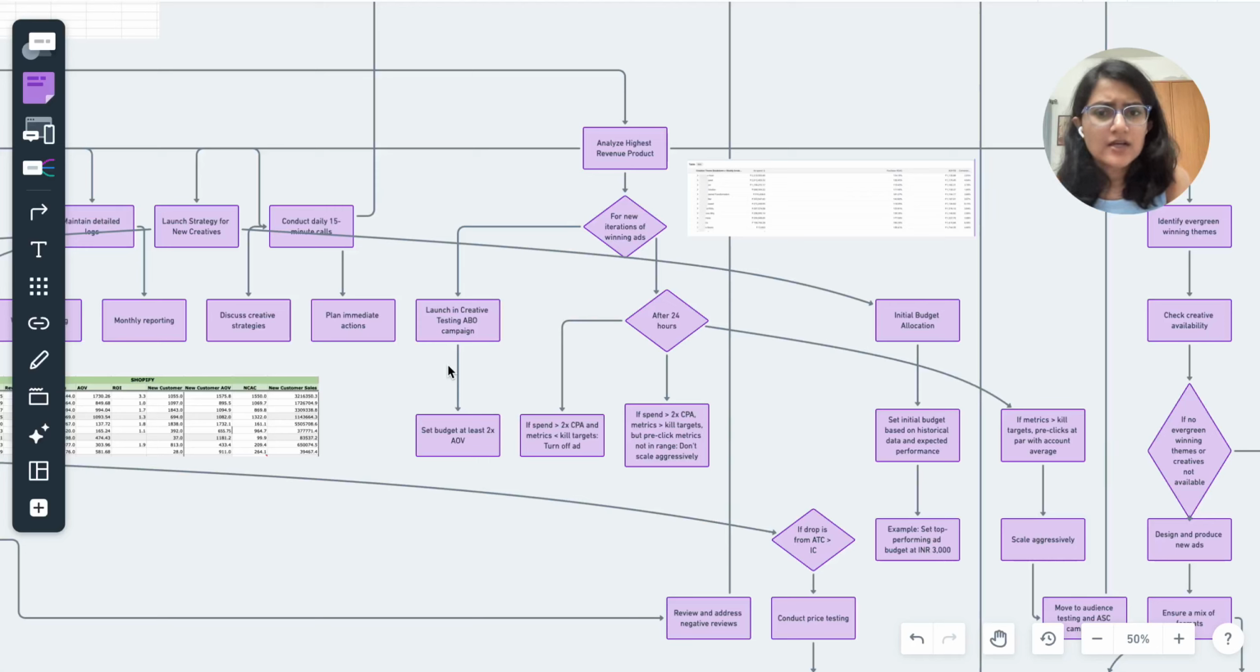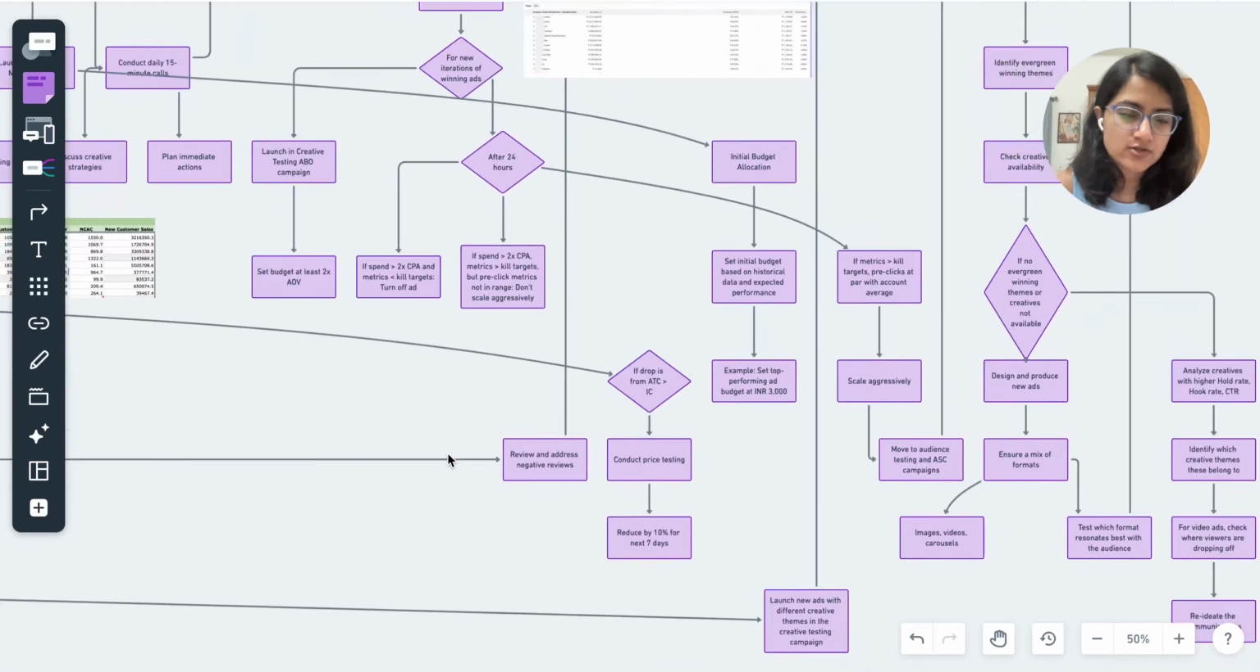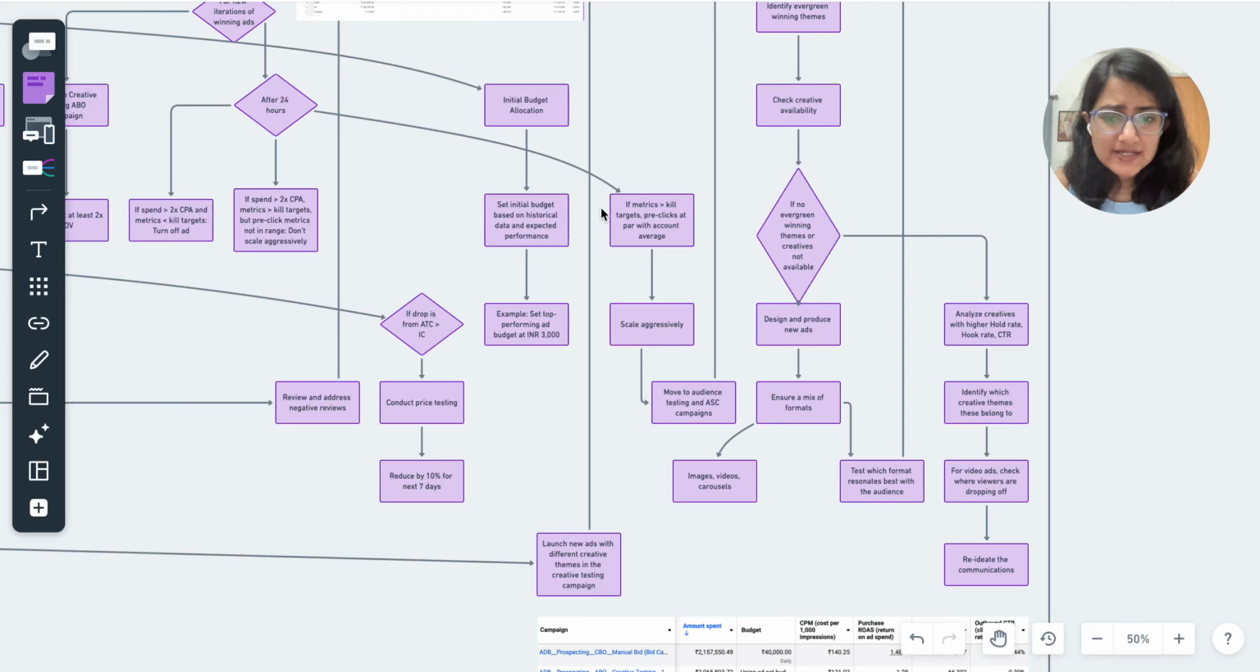In the ABO creative testing campaign, I launch the creatives with one ad set and one ad, and I set the budget as I mentioned. If I have the budget leverage, I'll update it to 2x of AOV or 2x of CPA based on that. Again, the same process is repeated after 24 hours. As I have already spent 2x of my AOV or 2x of CPA, I know whether I need to stop it or continue. Next, same thing: once you find winning ads, you go ahead and repeat this process.